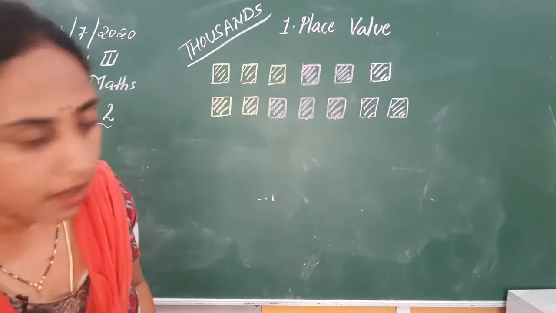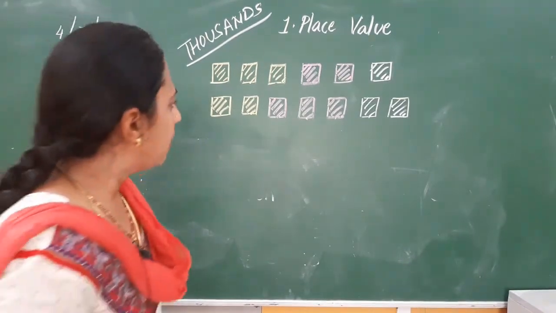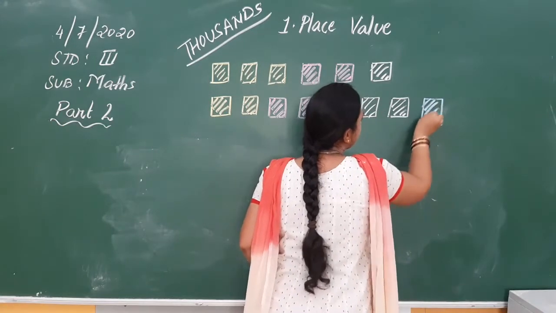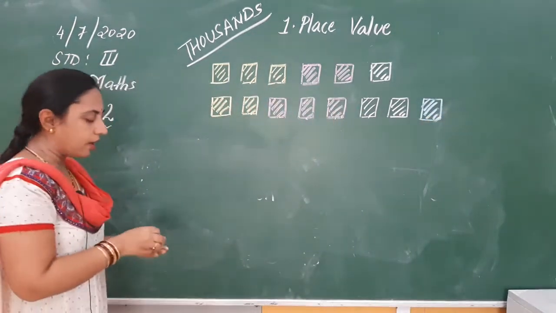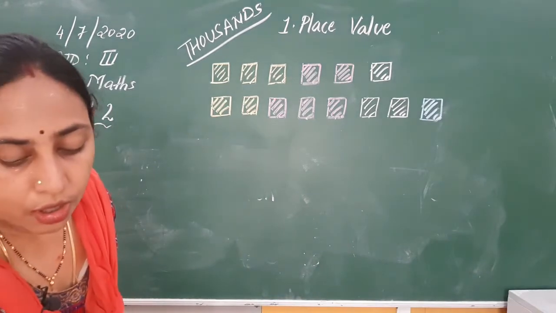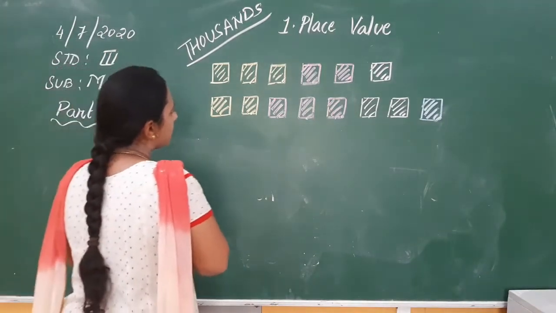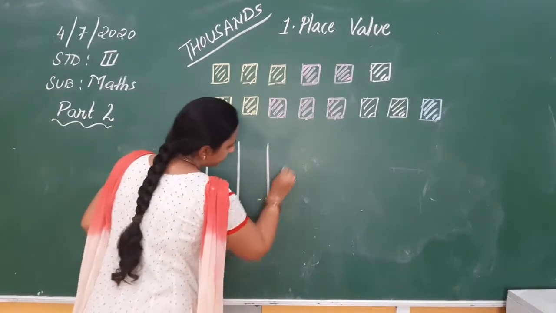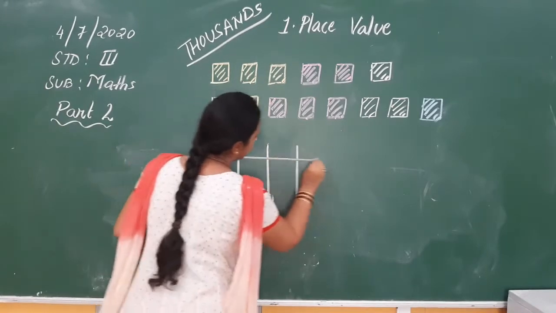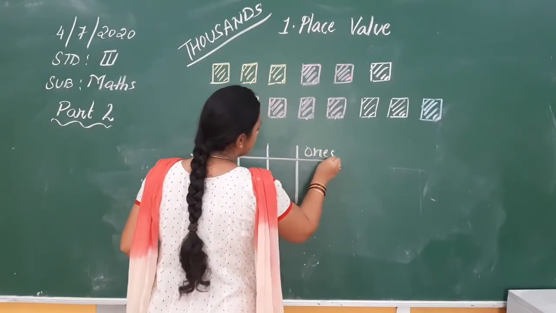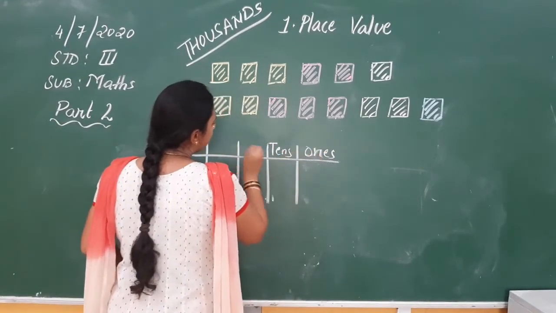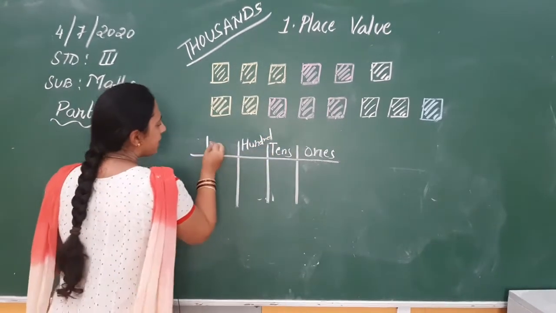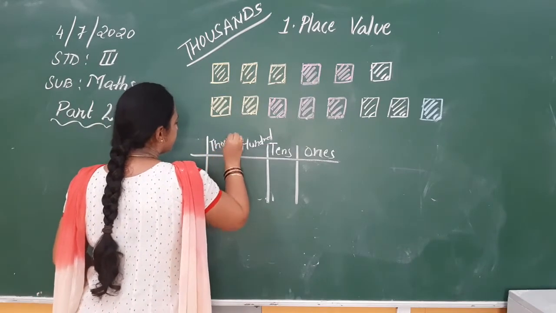So let us take some number in ones place. Let us put one blue box in ones place that will be representing a 1. Now let us see the place value for this number. Let us make the place value chart. This is ones place, this is tens place, this is hundreds place, and the fourth digit is thousands place.